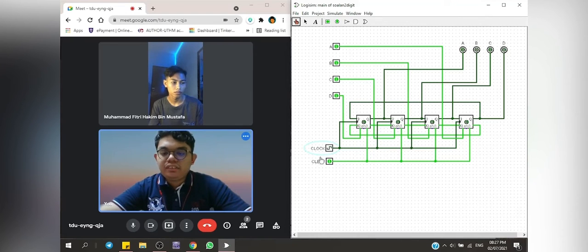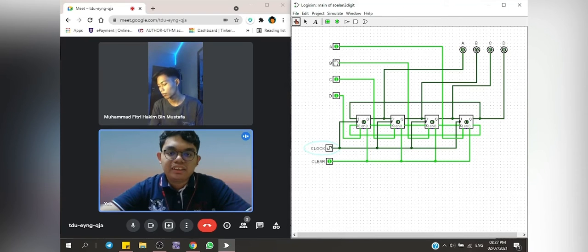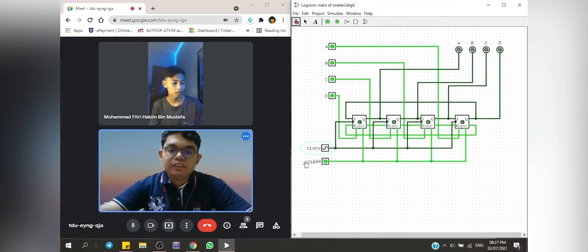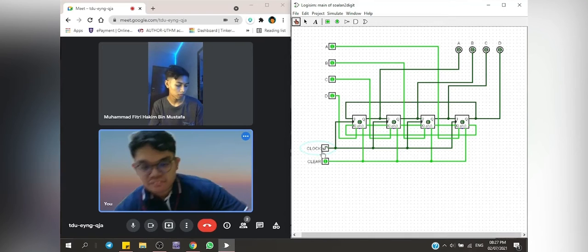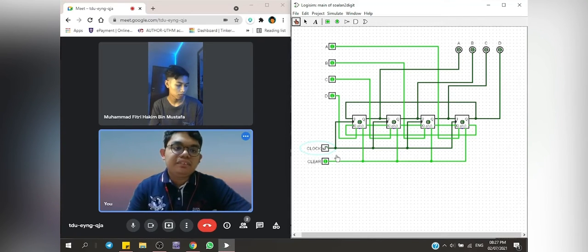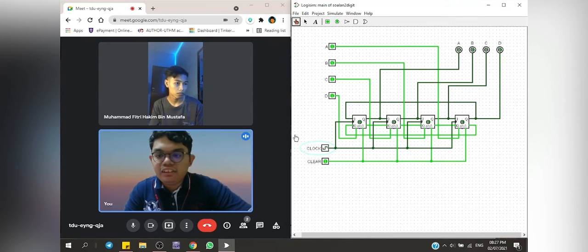Line number 8. Clear 1, D1, C1, B1, and A1. The clock pulse will be 5. The output will be D0, C0, B0, and A0.